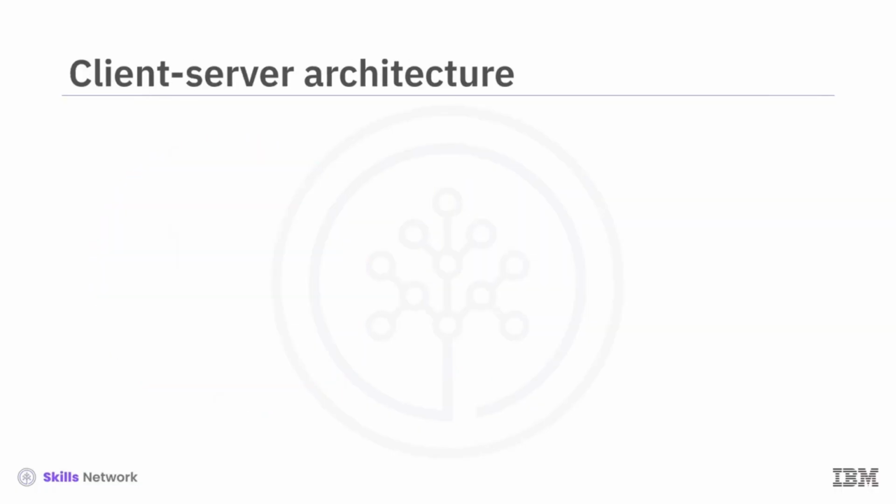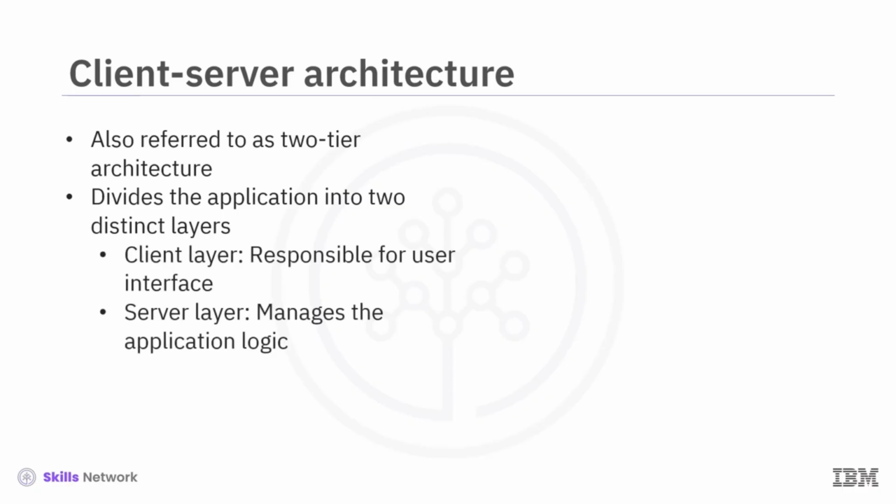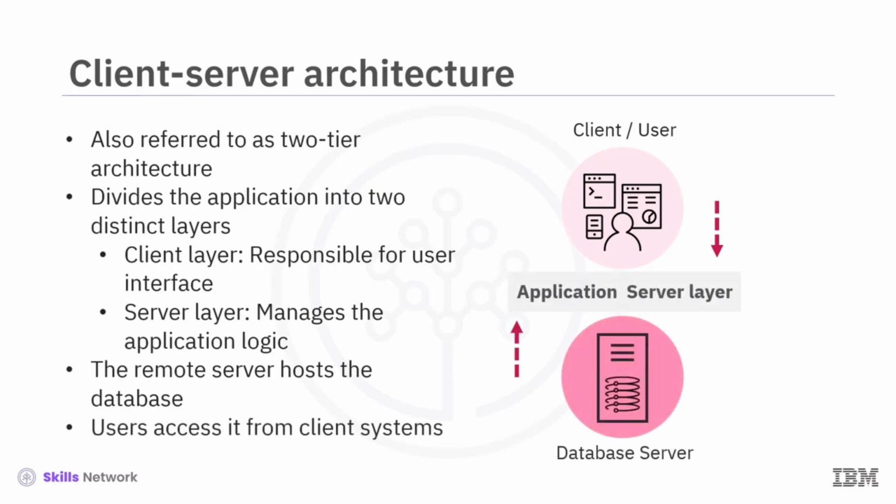Let's now discuss client-server architecture, also referred to as a two-tier architecture. The architecture represents a deployment topology that divides the application into two distinct layers: a client layer, responsible for the user interface, and a server layer, managing the application logic and data storage. In this scenario, a remote server hosts the database, and users usually access it from client systems, commonly through a web page or local application.